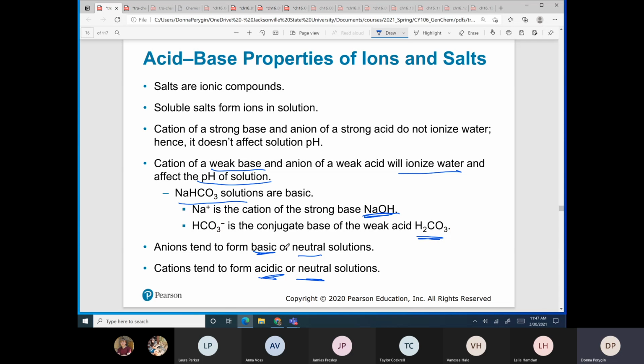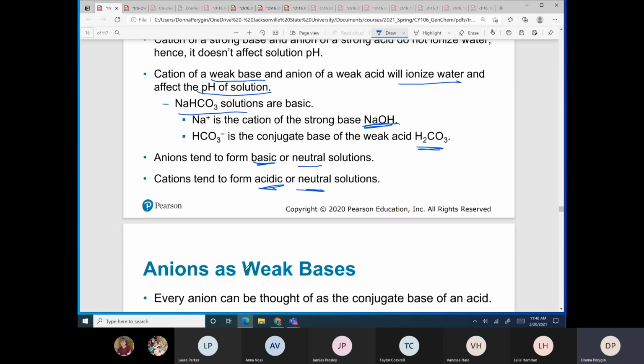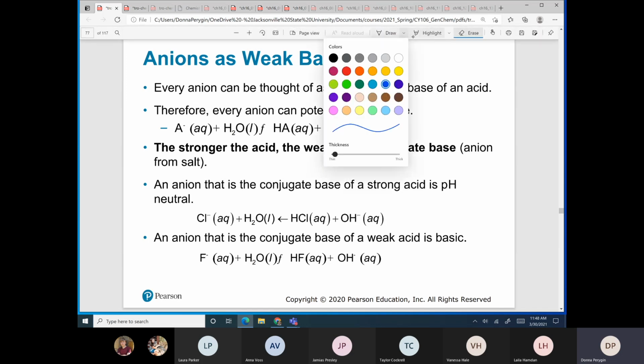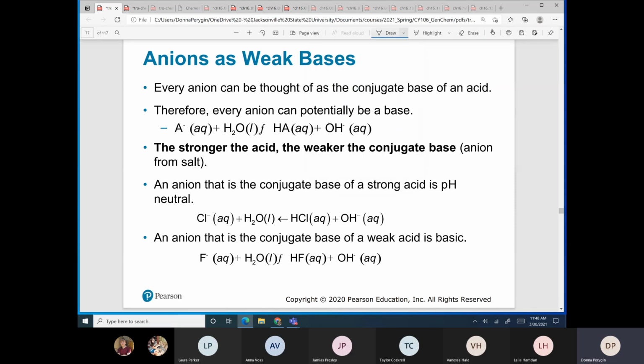All right, so if it's the conjugate base of an acid, it's going to form a basic solution. If it's the conjugate acid of a base, it's going to form an acidic solution. So let's look at what that means. Every anion can be thought of as a conjugate base of an acid, therefore every anion can potentially be a base. Now remember, this F thing is just something that my screen is doing here.